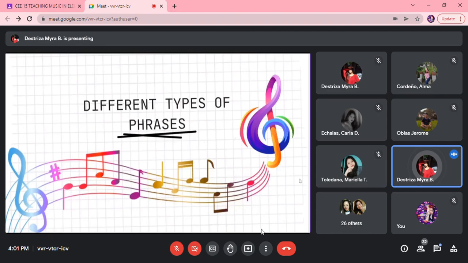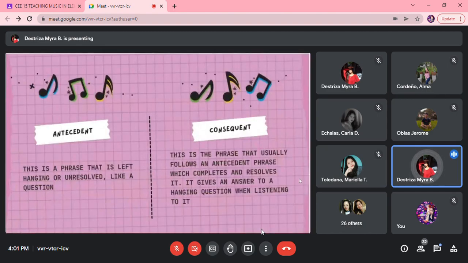And meron tayong different types of phrases: antecedent and consequent. Antecedent phrase is a question, and consequent phrase is your answer. Therefore, phrase number 1 is your antecedent phrase, and phrase number 2 is your consequent phrase. Take note that both of them are similar by nature. It's just the ending that differs. Ang example niyan is Mary Had a Little Lamb. Ipapanood ko na lang sa inyo. So yung sa kanta na Mary Had a Little Lamb, nakita niyo ba yung antecedent and consequent? Ulit, yung antecedent phrase is a question and yung consequent is your answer.